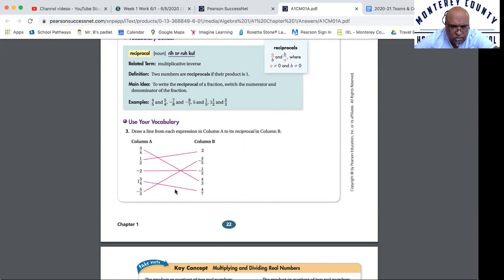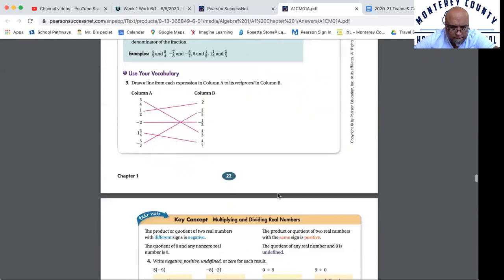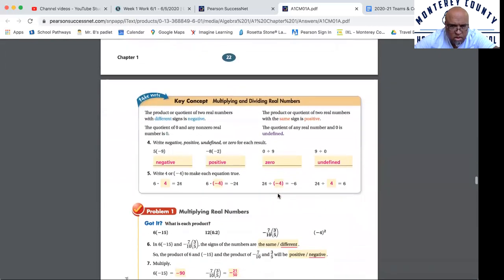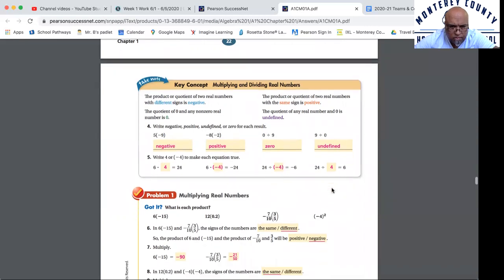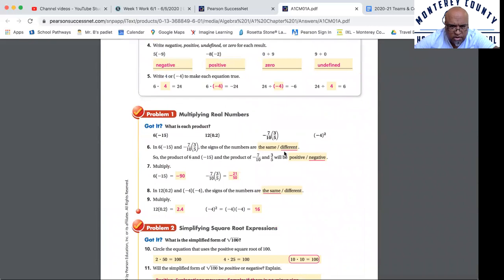1 3/4 matches to 4/7, and then -5/3 matches to -3/5. Now keep in mind 1 3/4, if you change that to an improper fraction, would be 7/4. So that's how we go from that to 4/7. Question 4, the answers are negative, positive, 0, and undefined. Question 5, the answers are 4, -4, -4, and 4. Question 6, the answer is different and negative.